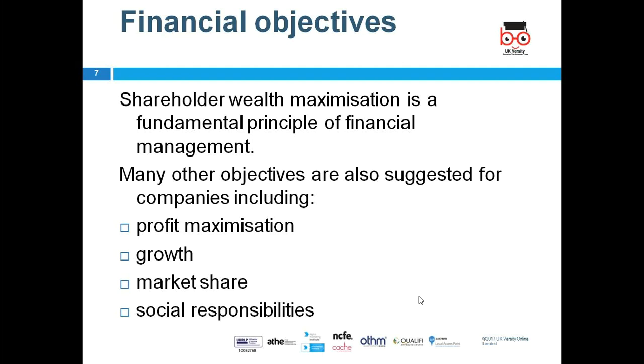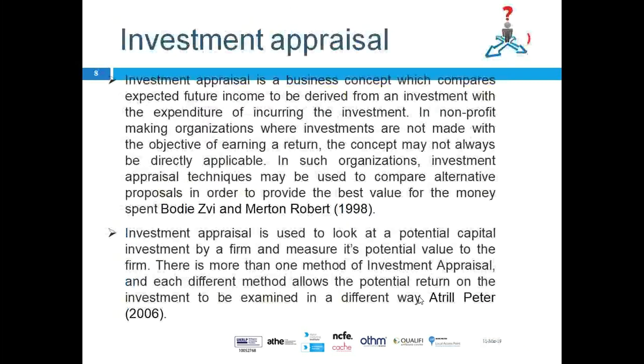Then next we look at the financial objective. In business, shareholder wealth maximization is the fundamental financial management objective when we make a decision. Many other objectives we need to look at in the business: profit maximization, growth, market share, sales, and social responsibility. So it's very crucial we keep these in mind when we decide the sources of finance.